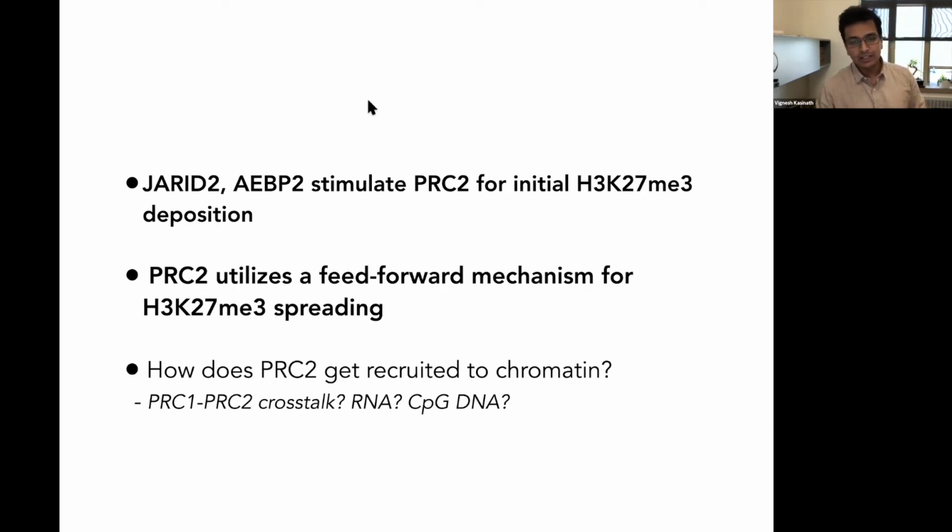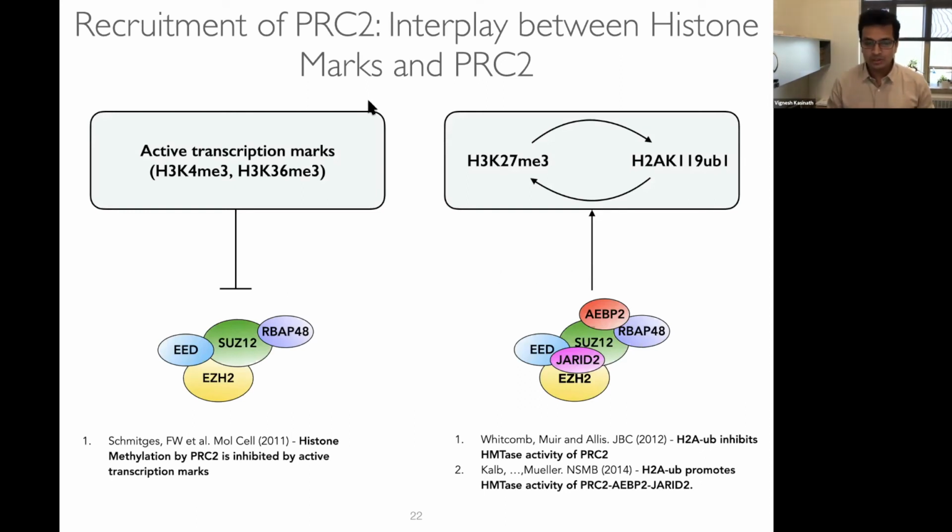In mammalian cells, polycomb target genes are enriched in CpG islands. RNA, non-coding RNA especially, has been thought to play a role in PRC2 recruitment. Besides these, PRC1, which is the other polycomb member, is also thought to play a role through its catalytic activity. So we wanted to look at two aspects of this problem.